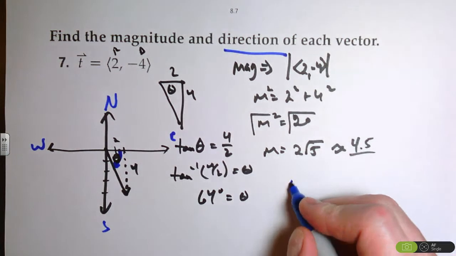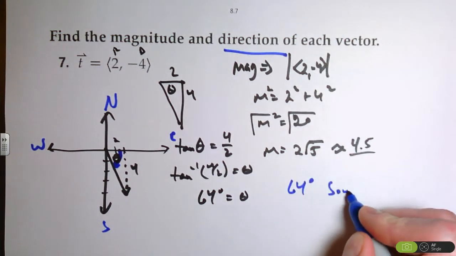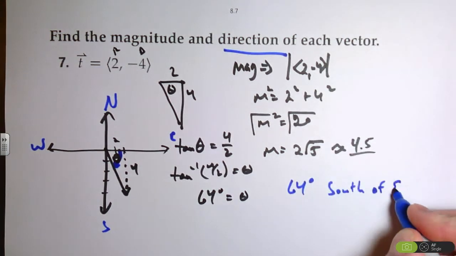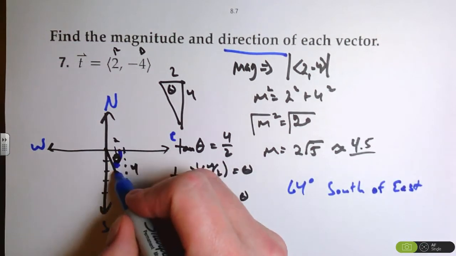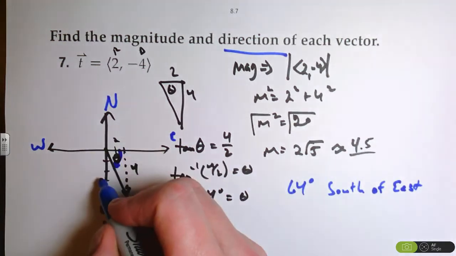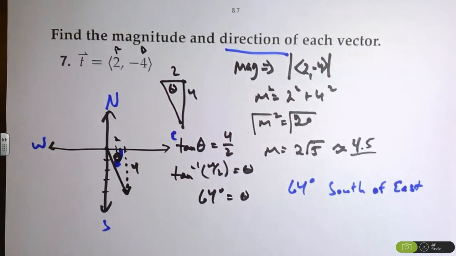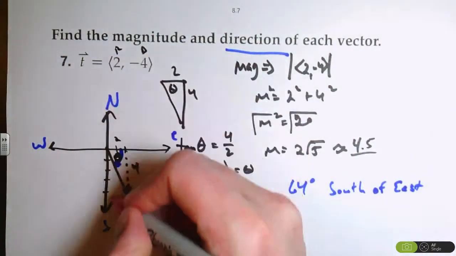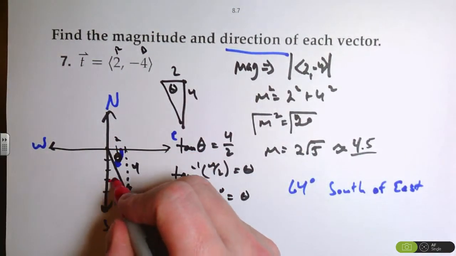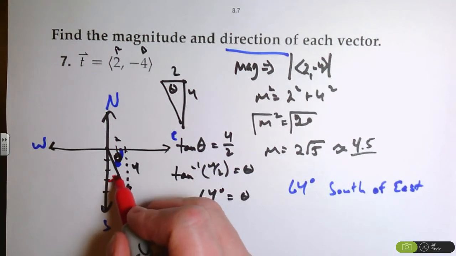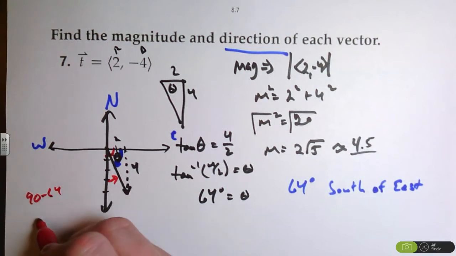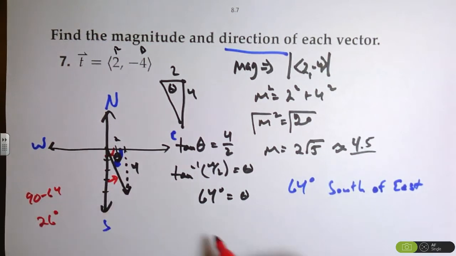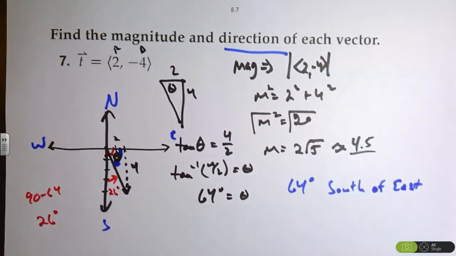I am 64 degrees south of east. Okay, because I've gone, here's the east line, I'm going to go 64 degrees south. The other way I could describe it is if I think of how am I with respect to the vertical. Well, that's south. So the question is, how many degrees is this? Well, if this is a right angle here, 90 minus 64 gives me 26 degrees. So it's 26 degrees this way.